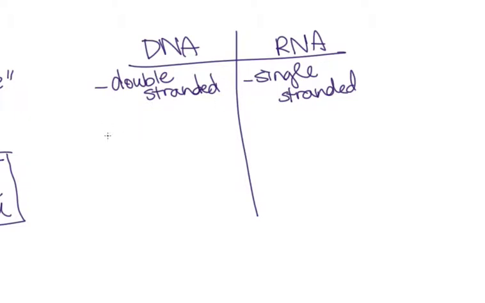The other thing about DNA is that it contains thymine as a nitrogen base. I'm sorry, it's a nitrogen base. It's been a long day. Thymine, and then RNA contains uracil.